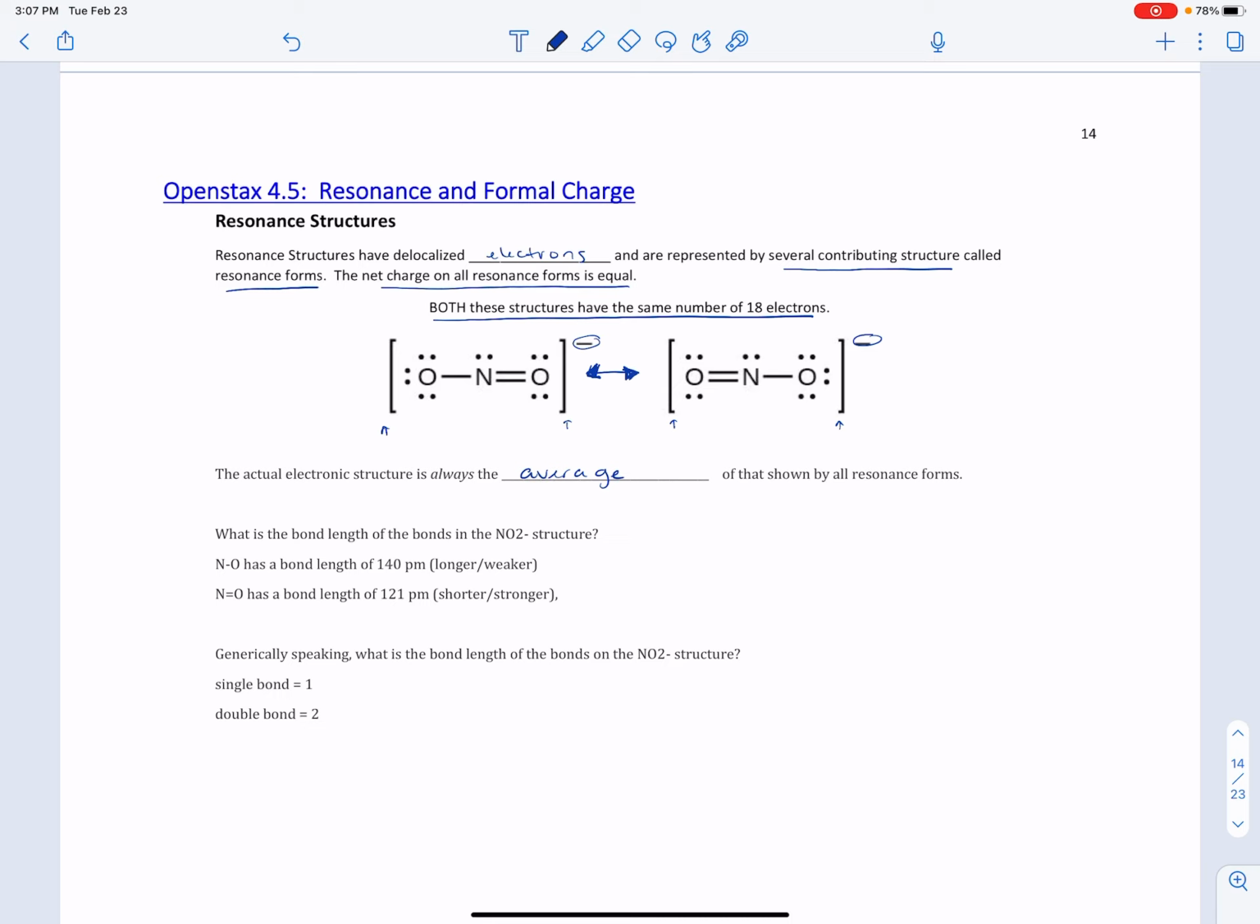So they found out that we know that N-O has a bond length of 140 and that N double bond O has a bond length of 121. So if we were to take this structure and put it in the instruments, that's what we should get. But what we actually got was a number that was in between the two. I'm just going to average it and say about 130. So what we actually got was that each of the bonds were 130, not 140 and 121.